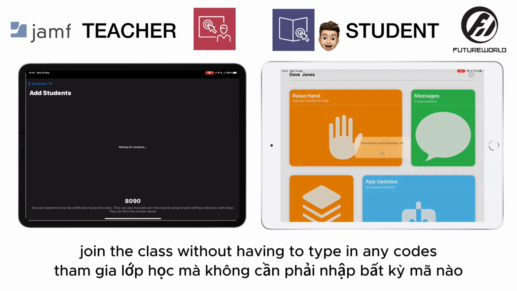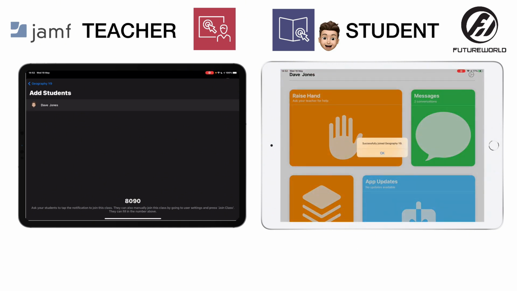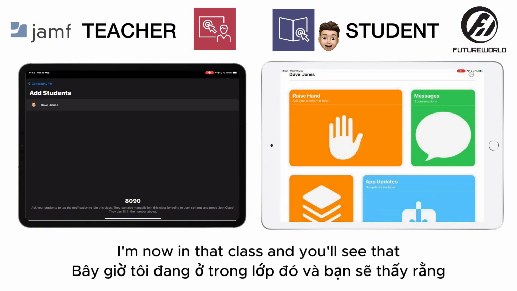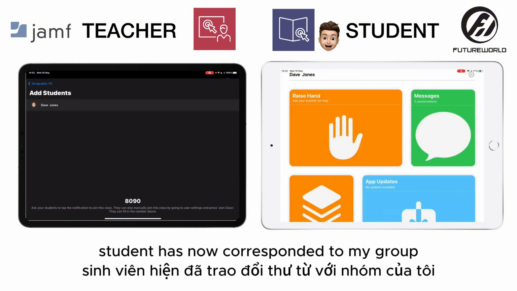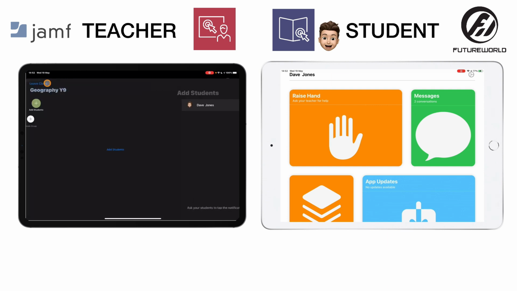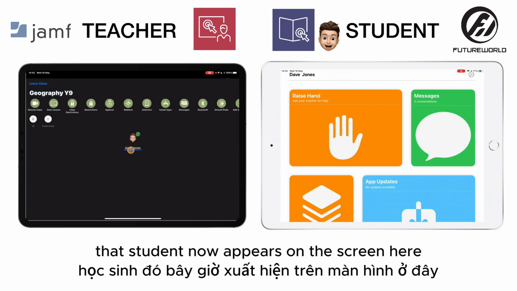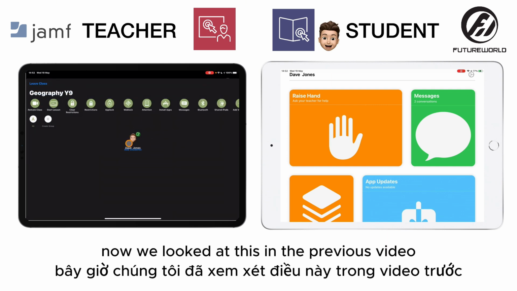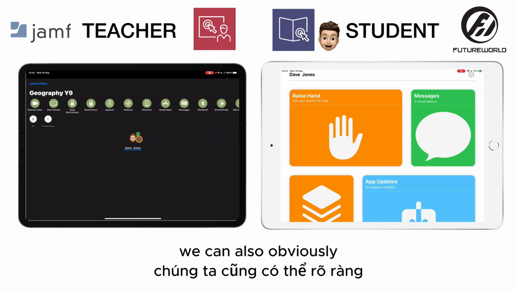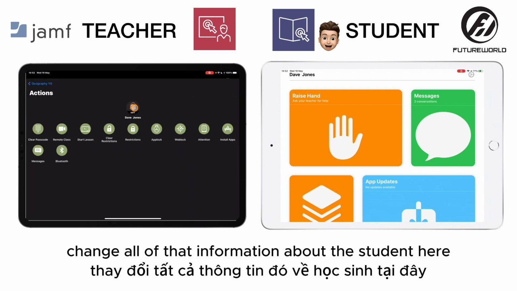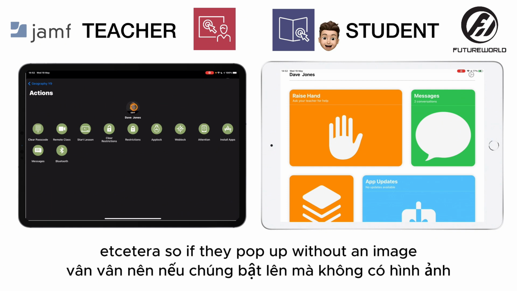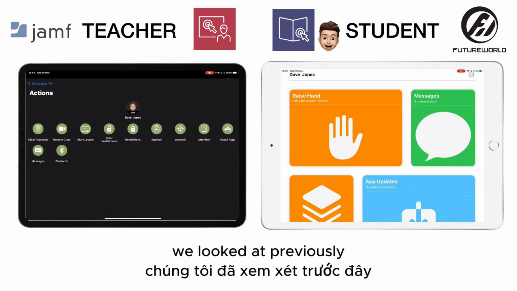join the class, without having to type in any codes. I'm now in that class, and you'll see that student has now corresponded to my group. When I go back in, that student now appears on the screen here. Now, we looked at this in the previous video. We can also obviously change all of that information about the student here, change their photographs, etc. So if they pop up without an image, you can go through that whole process we looked at previously.